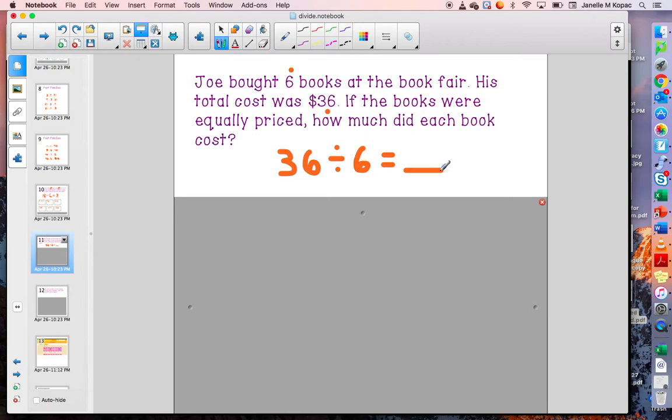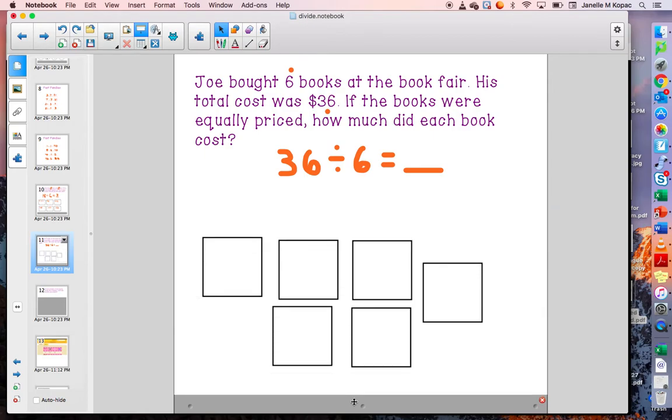So if you remember a multiplication fact, 6 times something makes 36, you can go ahead and write that down on your paper. If you don't remember that multiplication fact, go ahead and draw the 6 groups for the 6 books that he bought and make tally marks. Start with 1 and keep sorting until you get to 36. So you can either pause the video, then play it when you have your answer, or you can do it with me right now.